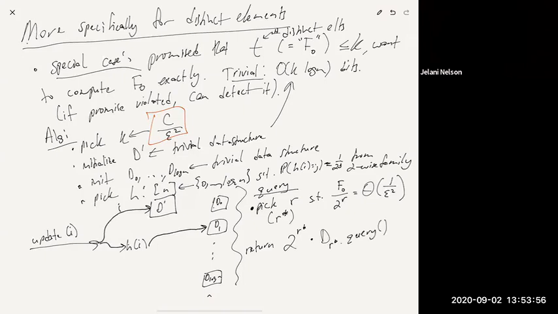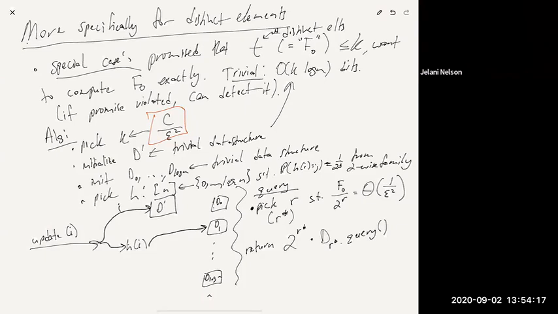Of course this is bogus right now, because you don't know F0. F0 is the number of distinct elements. That's the thing we're trying to estimate. So if I say pick an R such that F0 over 2 to the R is something, I don't know F0, so how can I do that? We'll see there's a way to do that.